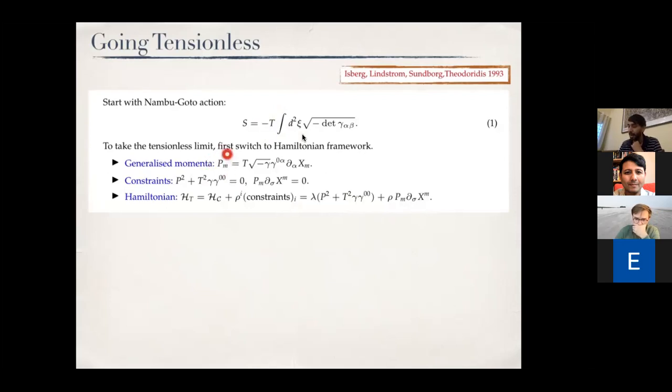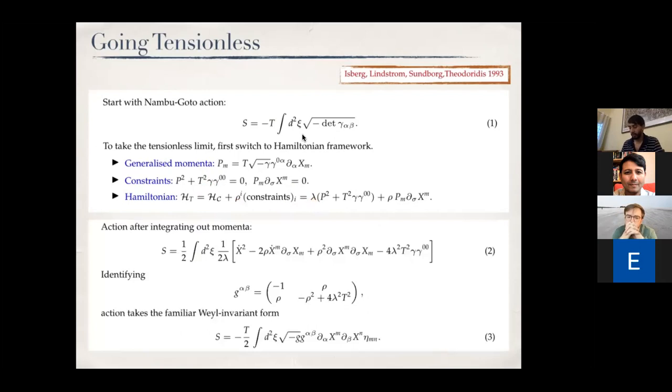So P_M are our generalized momenta, and the two constraints that arise are given by this. So if you're looking at the total Hamiltonian of the system, it is going to be the sum of the canonical Hamiltonian plus the constraints. Now, it's a diffeomorphism invariant theory on the worldsheet. So H_C is going to be equal to 0. And so what you're left with are these. So here, rho I depict the Lagrange multipliers. And so these I have in the next line rewritten as lambda and rho.